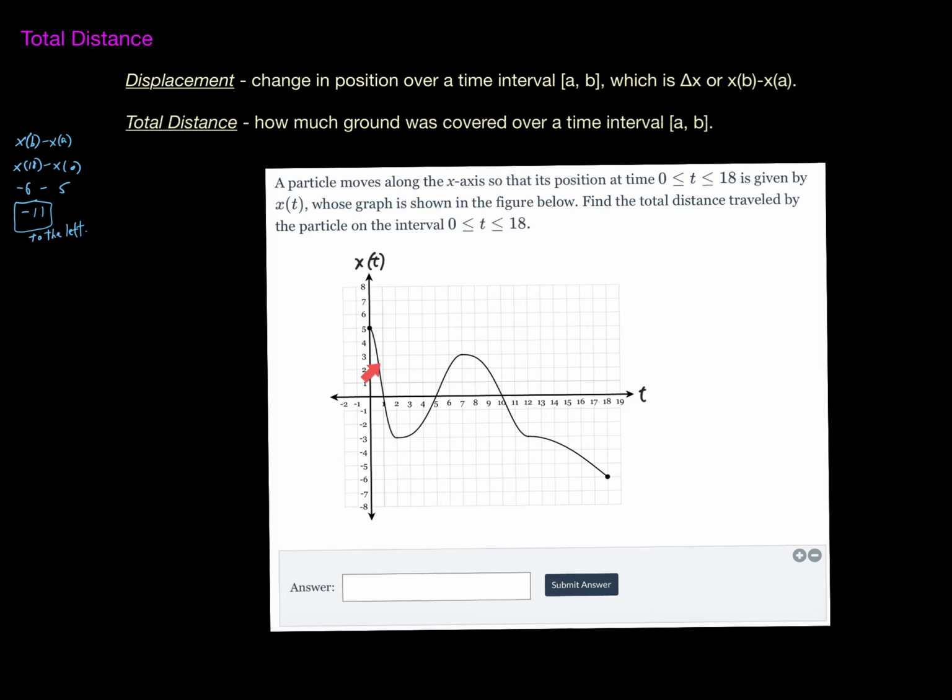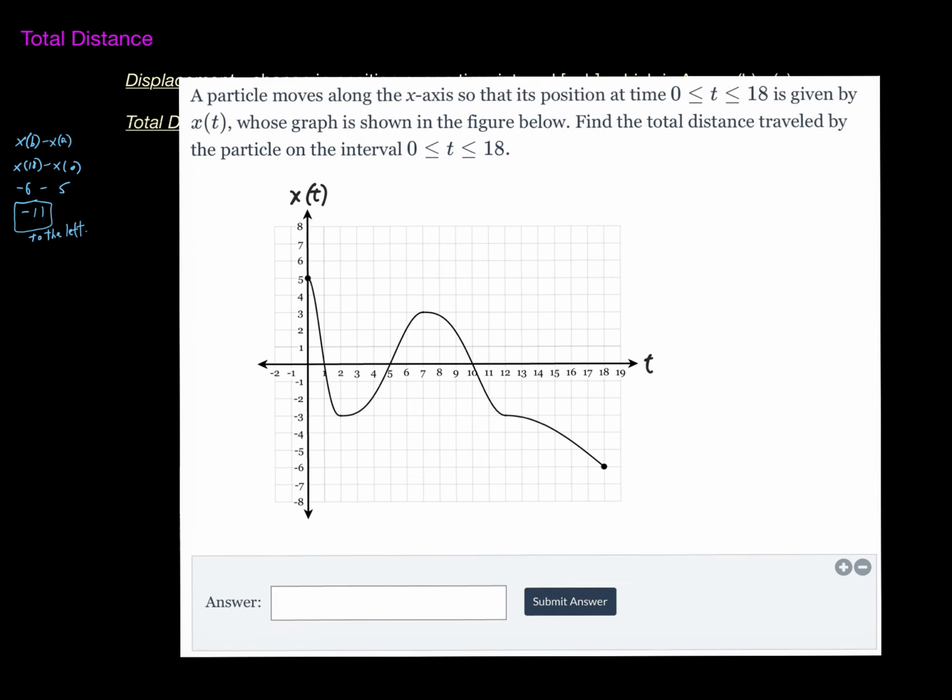Now even though we're walking in the negative direction, I'm not going to treat that as negative distance because we want to add it all up. We want the absolute value. So we have to figure out, where does our graph turn around? They change direction or turn around at relative mins and maxes.